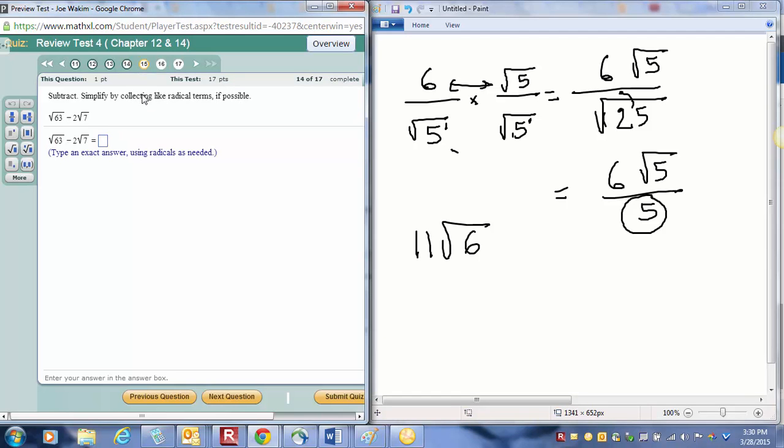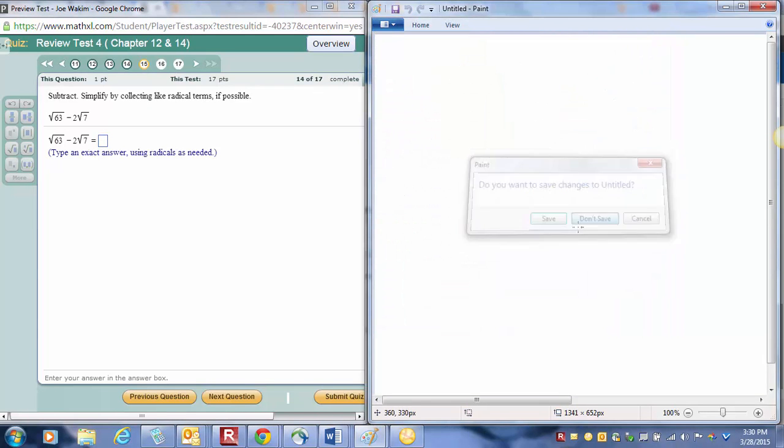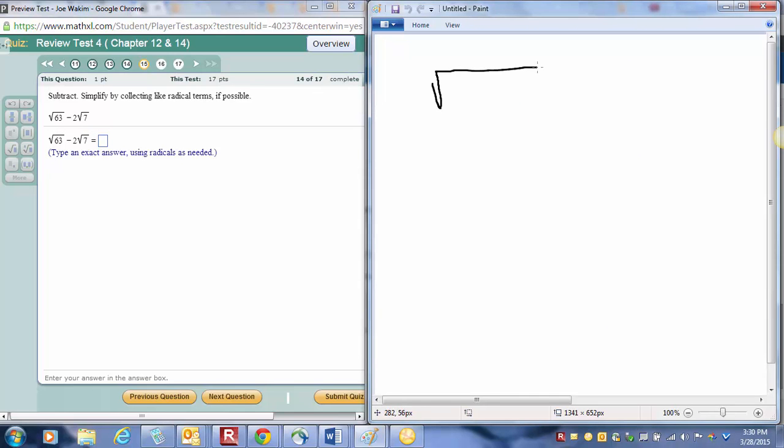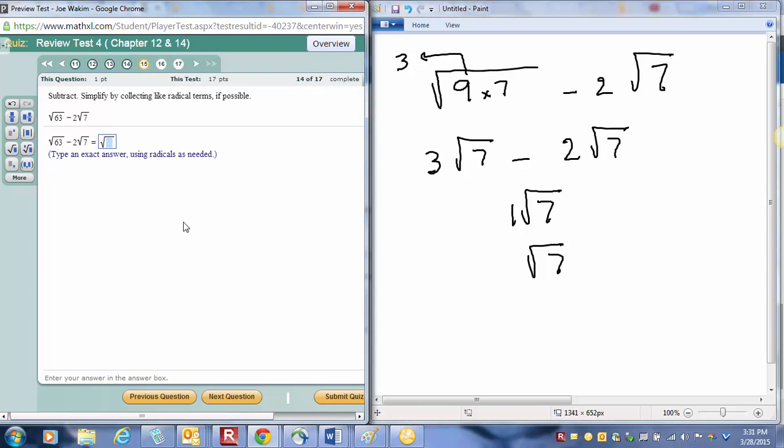Number 15. This time we have to subtract. But notice that they're not the same radicand. This is 63 and this is 7. So let's simplify. Notice that 63 is 9 times 7. 9 will come out as 3, minus 2 square root of 7. So if 9 will come out as 3, we will end up with 3 square root of 7 minus 2 square root of 7. And 3x minus 2x is 1x. So 1 square root of 7 or square root of 7. We don't have to put 1, we just put square root of 7.